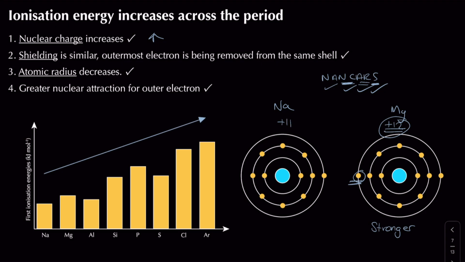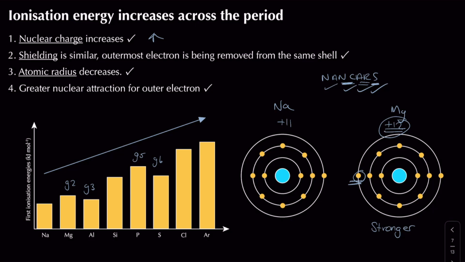But the thing is, there are two exceptions that we need to be aware of. One of them is a dip between group 2 and group 3 over here, and another one between group 5 and group 6 over here as well. So going from magnesium to aluminium, and then phosphorus to sulfur.